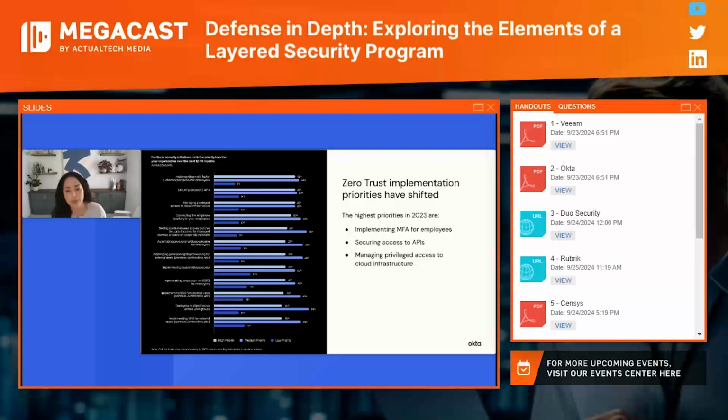Now, back in 2021, companies were more concerned with setting up external users with SSO and MFA and tightening access policies. Now that most organizations have adopted these tools, that focus has shifted. So the highest priorities globally include implementing MFA for employees, securing access to APIs, and managing privileged access to critical resources. And only a small minority, and I'm speaking about less than 20%, said that these security initiatives were a low priority for them.